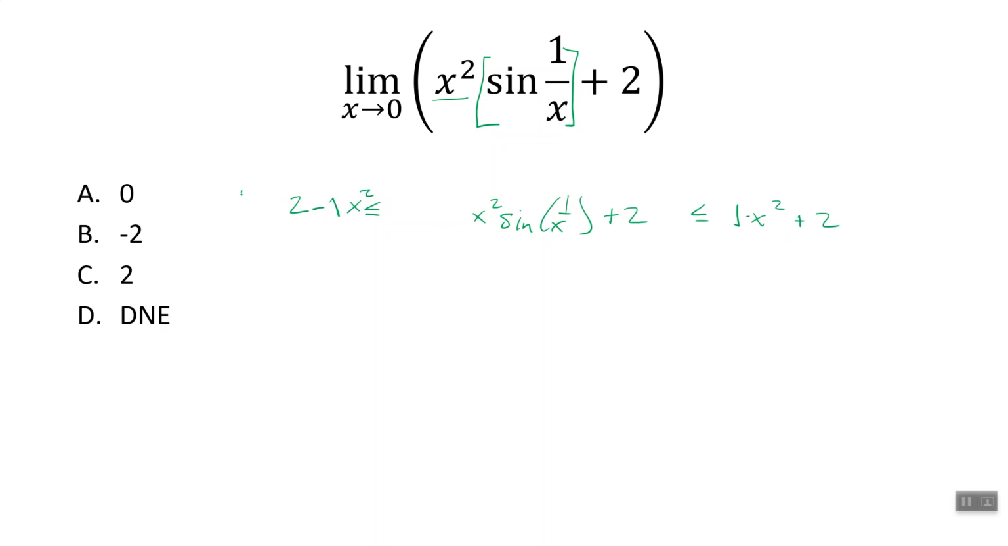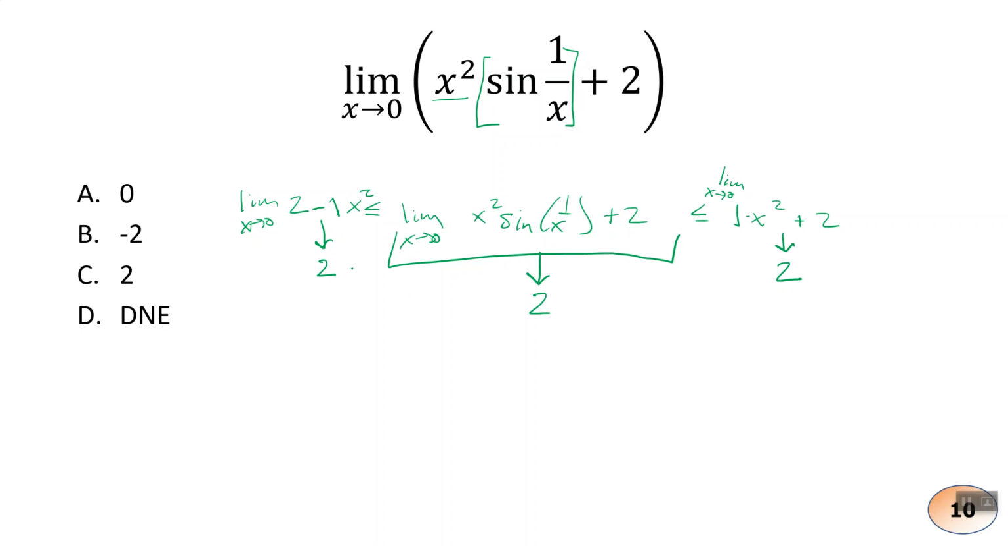And then we take the limit in each part. So the limit as x goes to 0, the limit as x goes to 0, and the limit as x goes to 0. This is probably the easy one here. If we go to 0, this is 0 plus 2, so this goes to 2. Here we've got 2 minus 0 squared, also going to 2. So if both sides go to 2 and we're between both of them, that means this middle guy also has to go to 2. All right, so our answer here is just 2.